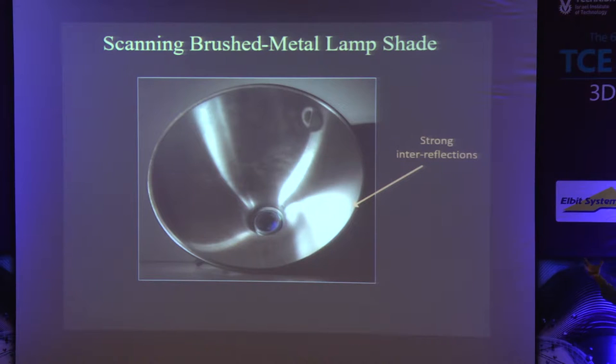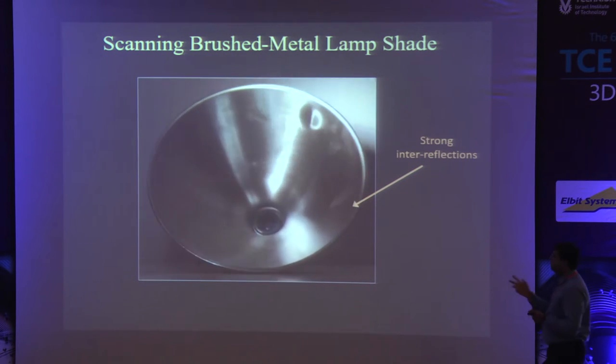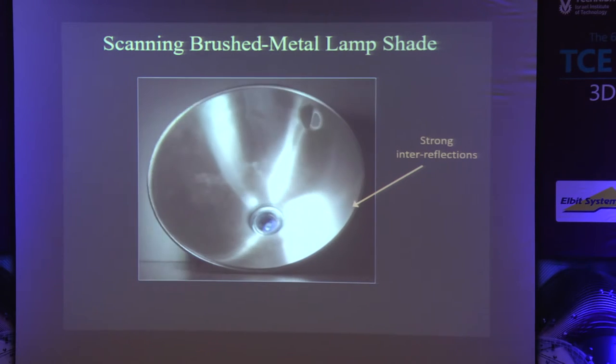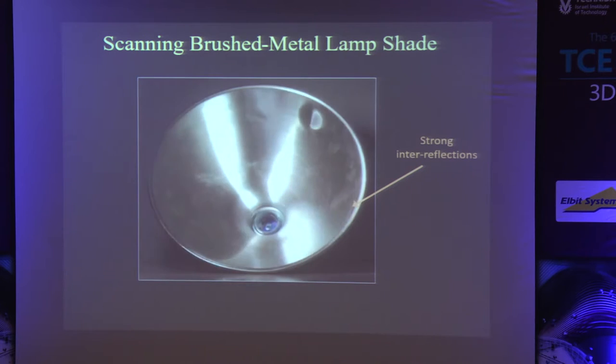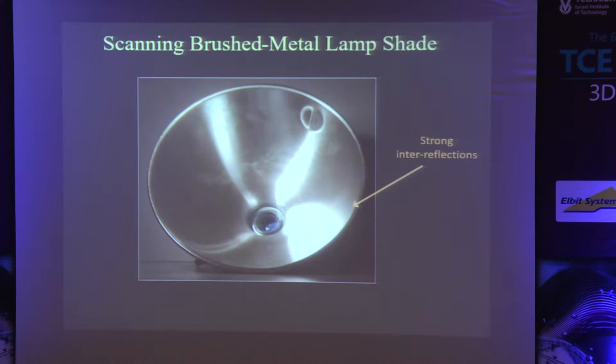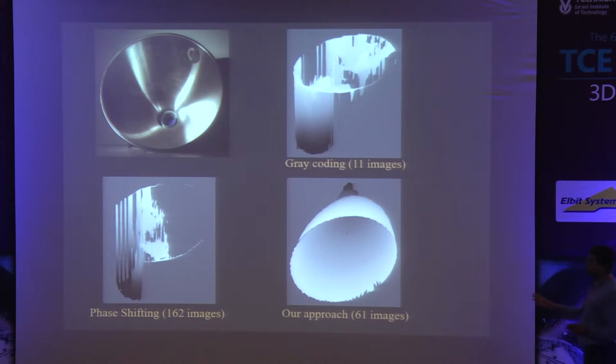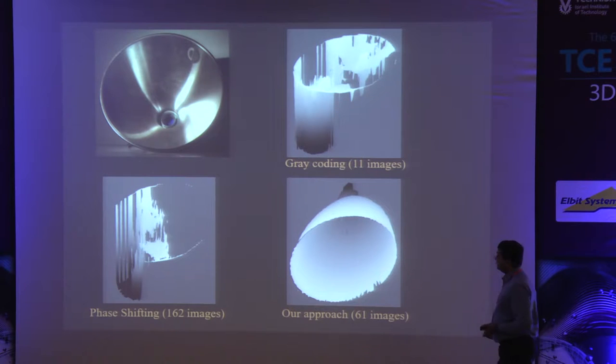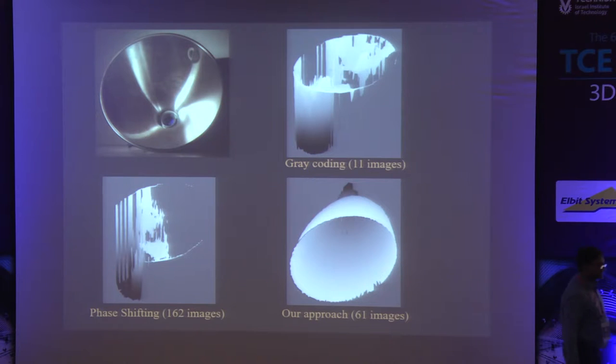This is a lampshade made of brushed metal, and the brush, the microstructure, is going to create all kinds of weird anisotropic light transport between points. And you can use the best algorithm out there. You can use whatever algorithm you can think of. It's going to be a disaster because there's no way to look at these kinds of long-range interreflections, whereas our method just works perfectly well, okay?